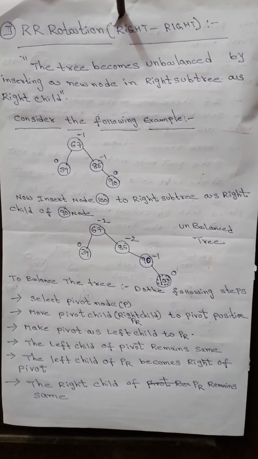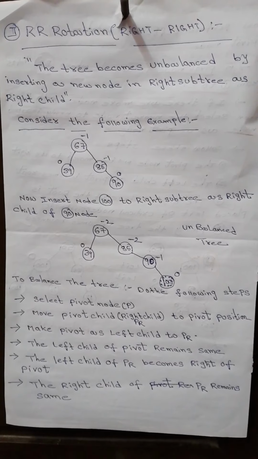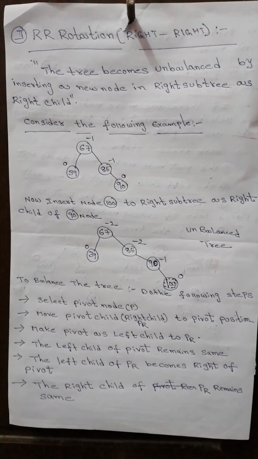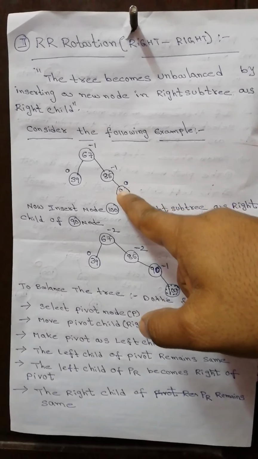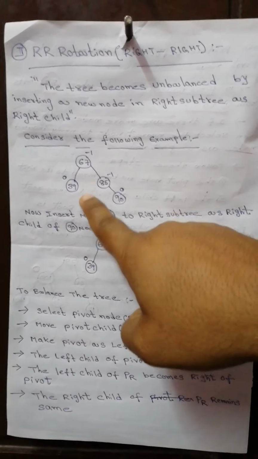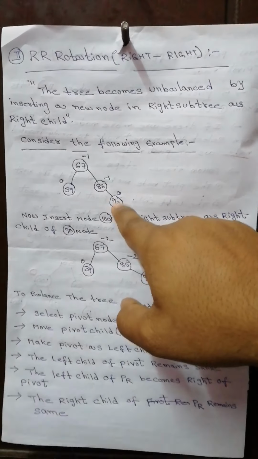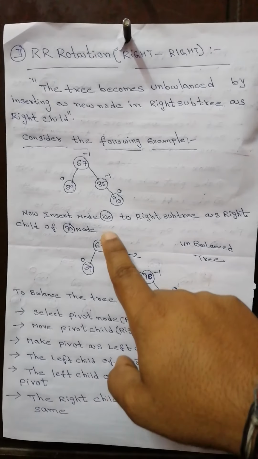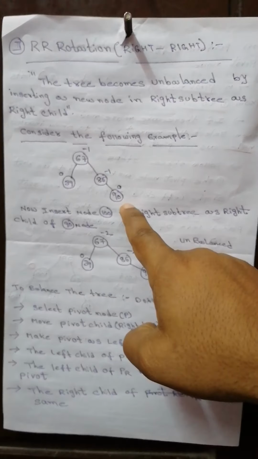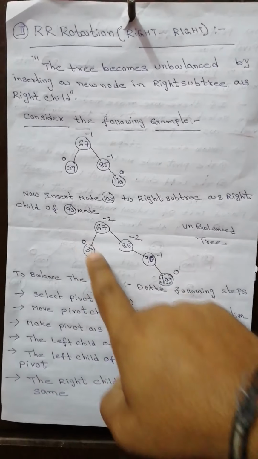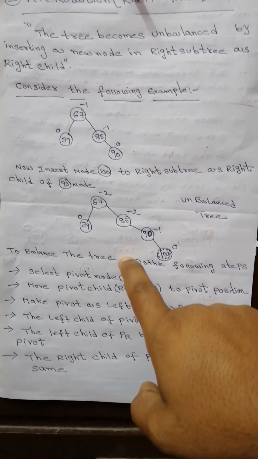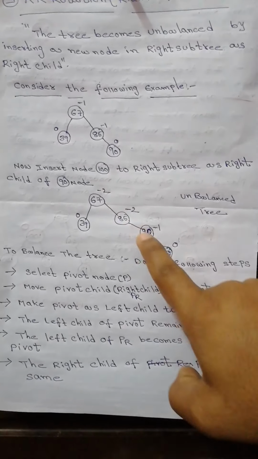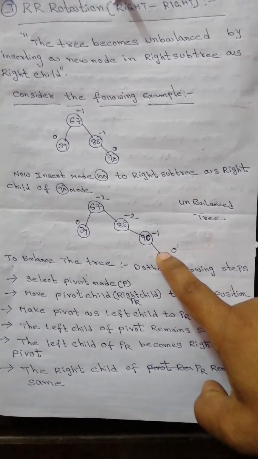The right rotation is needed when the tree becomes unbalanced by inserting a new node into the right subtree as a right child. I have given the example here. This is a binary search tree with nodes having balance factors of 0, -1, -1. Now I am inserting a node 100 into the right subtree as the right child of node 90, with nodes 67 and 85 above it.